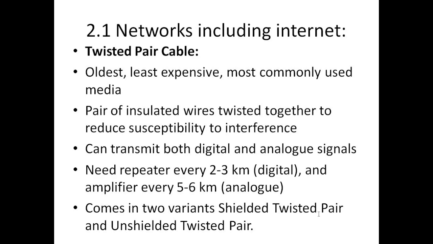However, if you are using twisted pair cable in your network, you are going to need repeaters every 2 to 3 kilometers for digital signals and 5 to 6 kilometers for analog or electrical signals. It comes in two variants, STP and UTP, the shielded twisted pair and the unshielded twisted pair.